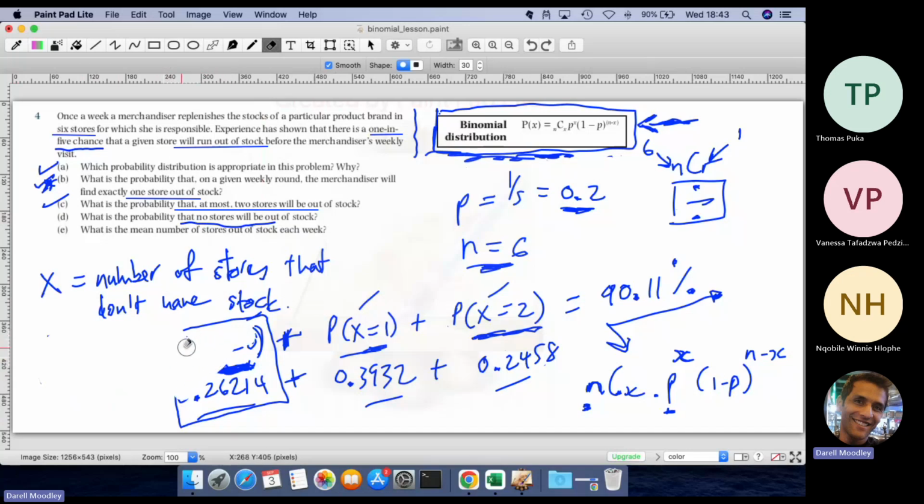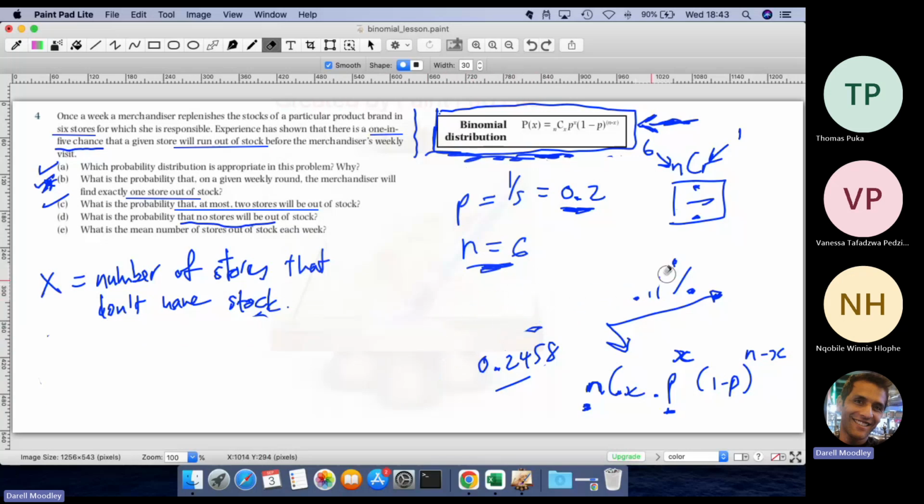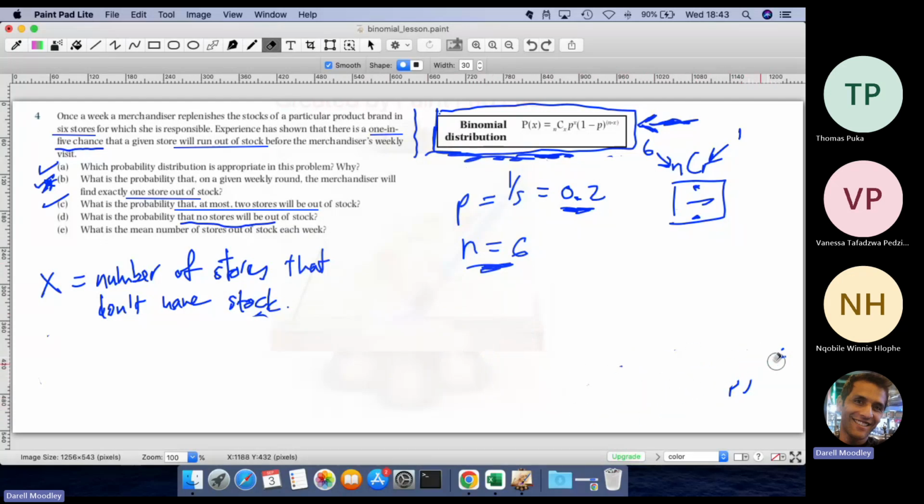Question E says, what is the mean number of stores out of stock each week? The formula for that is in your formula sheet, you don't need to memorize it. The mean of a binomial distribution is simply your n multiplied by your p. That's all it is. That's how you get the mean.